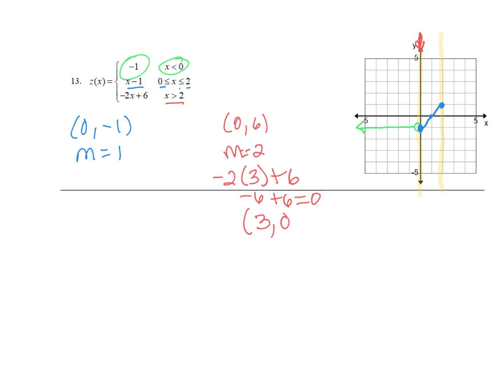So (3, 0). Now you're thinking, well, what do I do next? Well, now I'm going to count my slope because I can go down 2 to the right 1, or I could go up 2 to the left 1. And remember, this is not equal to, so I'm going to put an open circle. And there's the line for that piece.